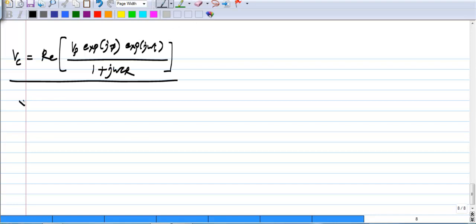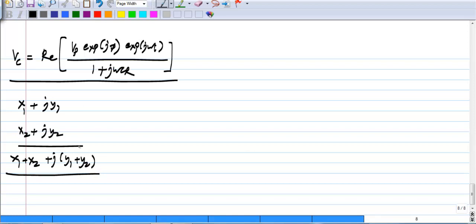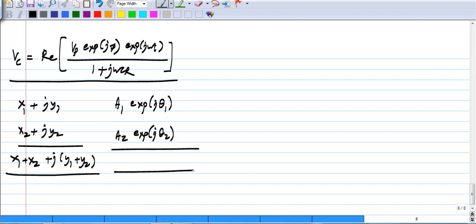First of all, this rectangular form, right? Let's say you have complex numbers. It's most convenient when you want to add them, because the real parts add and the imaginary parts also add with each other to give you the final result. So addition is very easy with the rectangular form. On the other hand, the polar form makes it very easy to carry out multiplication. So the product of these two is A1 A2 times exponential j theta 1 plus theta 2. This is why you need to know both and go back and forth between them.